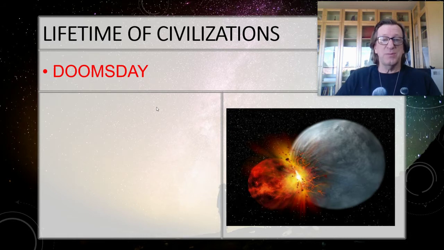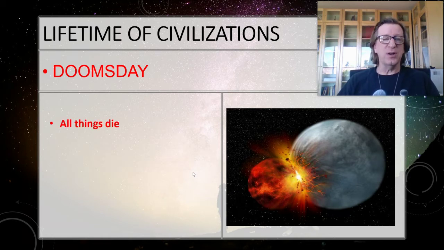So basically, when we're talking about the lifetime of civilizations, we're talking about Doomsday. How is the world going to end? Here we've got an example of a collision with another astronomical body. This actually, we think, is how the moon formed. So there was a Doomsday in the past. There just weren't any humans around to look at it.